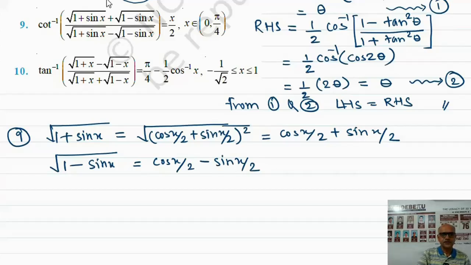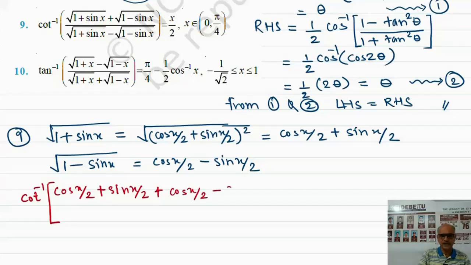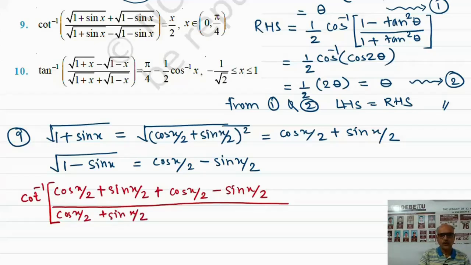Now I will directly substitute the formulas in the given expression. So for the 9th one, I will have cot inverse into bracket. The numerator 1 plus sin x will be cos x by 2 plus sin x by 2, plus 1 minus sin x will be cos x by 2 minus sin x by 2. This whole is divided by the denominator: 1 plus sin x means cos x by 2 plus sin x by 2, minus the root of 1 minus sin x, so we will have minus cos x by 2 minus sin x by 2.